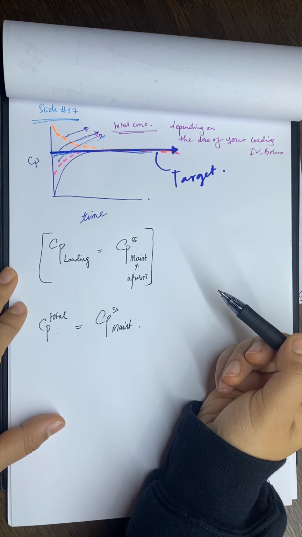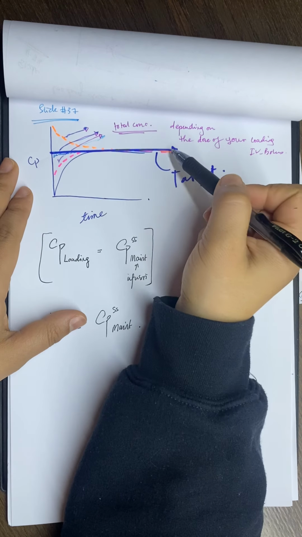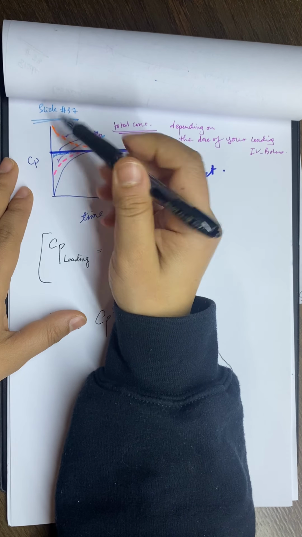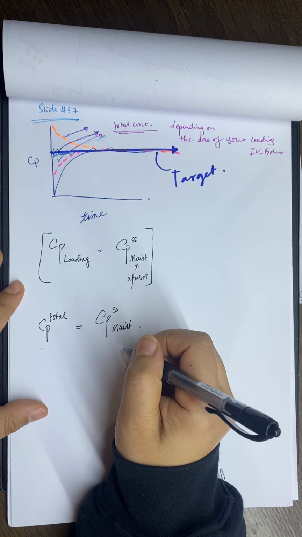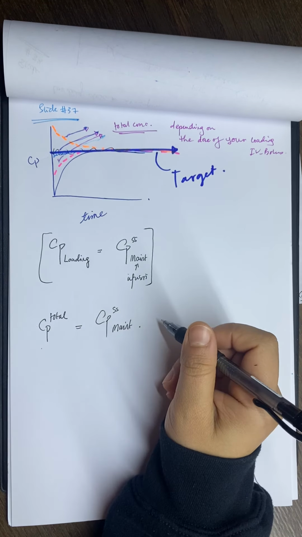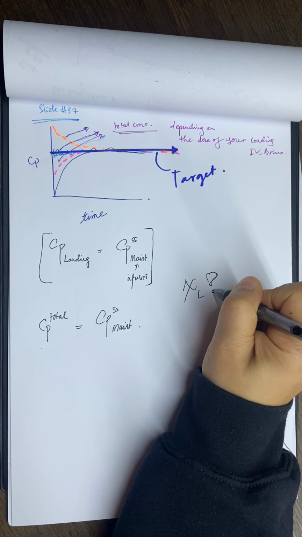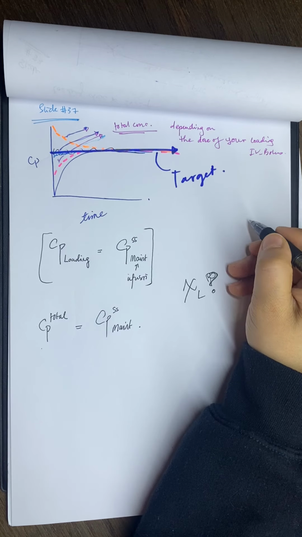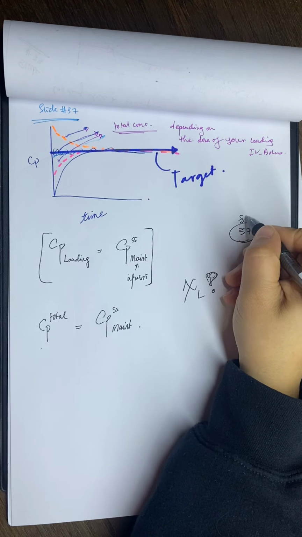I want the concentration at time 0 to be equal to this of the loading, and I want the total to be equal to the maintenance, okay? So the question will be, this will happen at which dose of the IV bolus? And this is what I'm trying to show you on your slide 37.